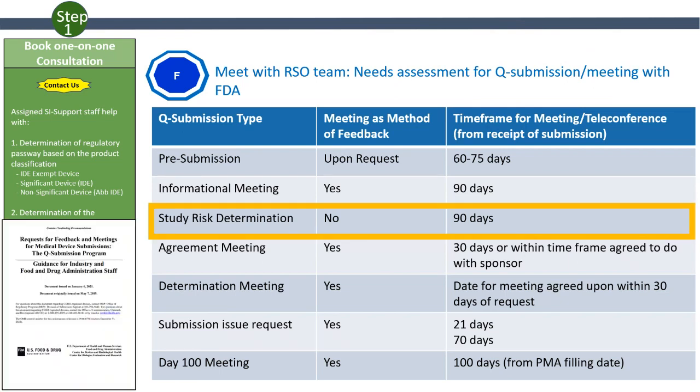I would also like to mention an example that there may be a situation where the manufacturer of the device initially claims it to be a non-significant risk device, but the IRB disagrees and indicates it as a significant risk device. Then we may suggest the investigator reach out to the FDA for a study risk determination Q-Sub meeting because FDA has the final say. To learn more about Q-Sub, please refer to the FDA guidance on Q-Sub as seen on the left-hand side portion of the screen here.